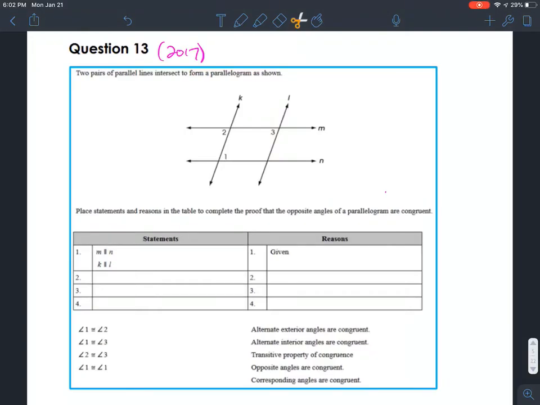Question 13. Two pairs of parallel lines intersect to form a parallelogram as shown. Place statements and reasons in the table to complete the proof that the opposite angles of a parallelogram are congruent.